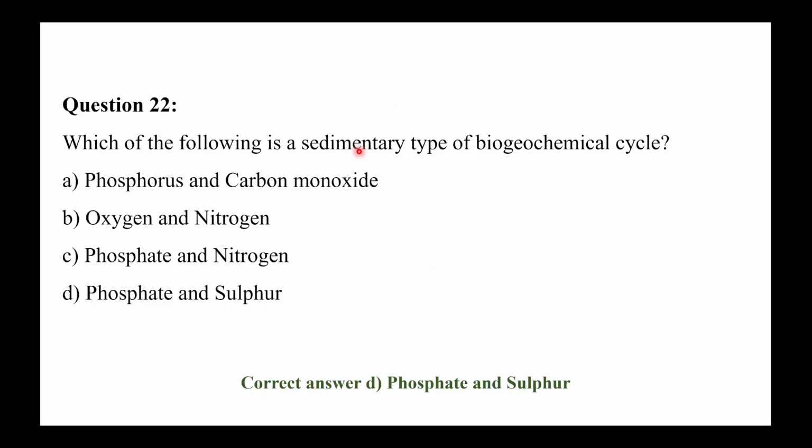So what do we mean by sedimentary type of biogeochemical cycle? The cycles where the elements are originating and coming back to the crust of the earth. Like in the nitrogen cycle, the nitrogen is going into the atmosphere. Same for oxygen, oxygen is in the atmosphere. Carbon dioxide, that is also in the atmosphere. Carbon monoxide, carbon dioxide, that also goes in the atmosphere.